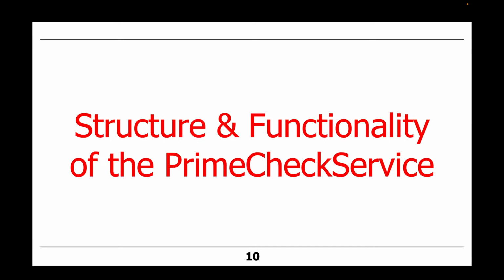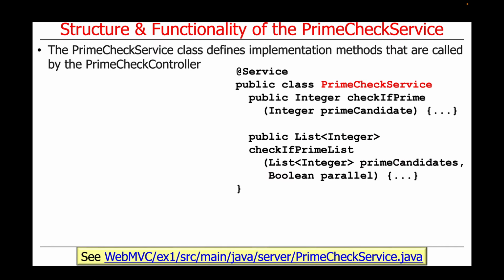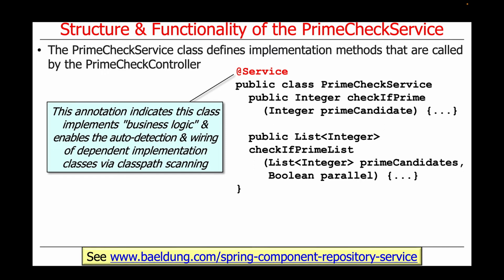Now that we've talked about the PrimeCheckController, let's focus on the structure and functionality of the PrimeCheckService. So this is the class that actually does the business logic. It defines the implementation methods that are forwarded to it from the PrimeCheckController, which in turn, of course, gets the information from the client. So as you can see, we also have an annotation here. This is the @Service annotation, and this annotation indicates that this class implements the business logic, which just means the application-specific logic. And it also enables the auto-detection and the wiring of dependent implementation classes using a technique called class path scanning. And we'll see that a little bit later when we look at the source code in more detail.